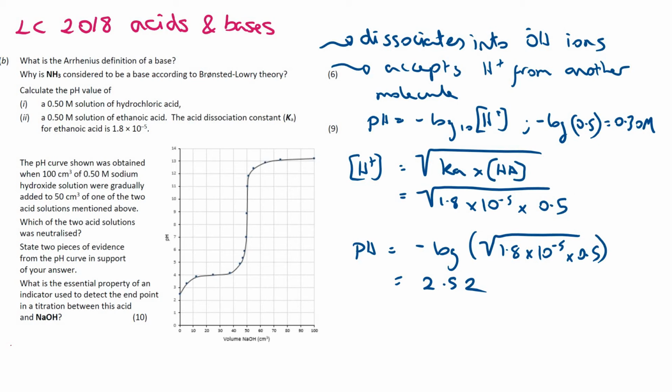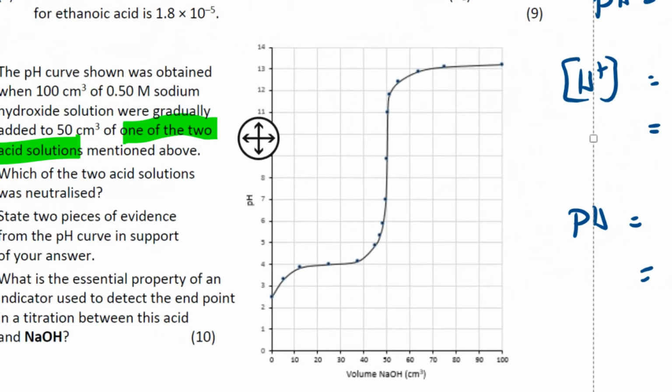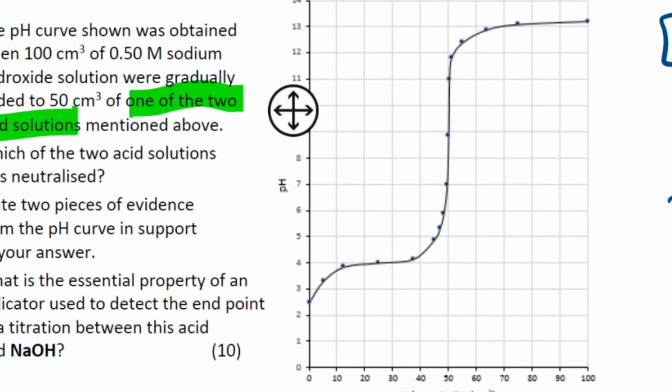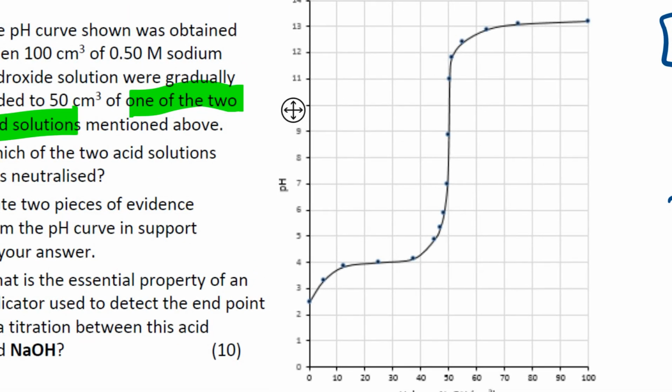The pH curve shown was obtained when 100 centimeters cubed of 0.5 molar sodium hydroxide was added to one of the 2 acid solutions above. Which of the 2 solutions were neutralized? So I'm just going to zoom in to this to talk about the pH curve. What happens in a pH curve is you simply add a solution of a base to a solution of an acid slowly and monitor the pH as you go.